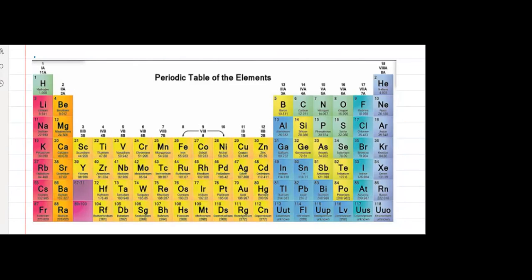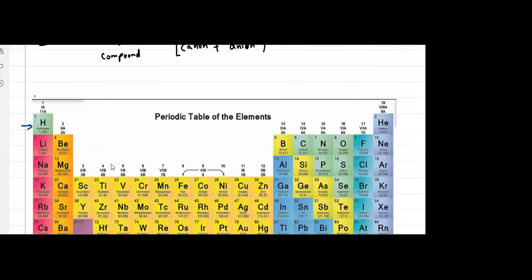Now each period actually denotes one orbit. For example, when you talk about the first period, it will have the atoms whose electrons are only in the first orbit. So in the first orbit, how many electrons can we have? Sir, 2. Yes or no?